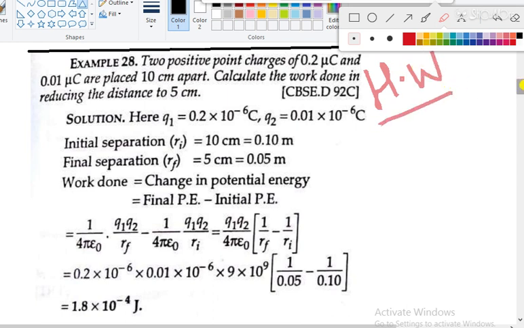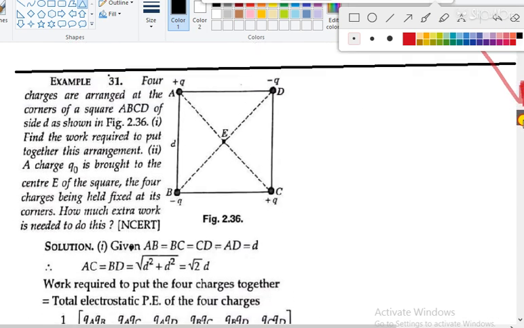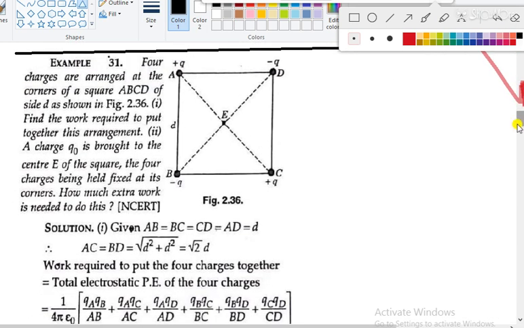So now we are with the last question, that is a scale based question. So this was the last question. So students, this is another very important question.